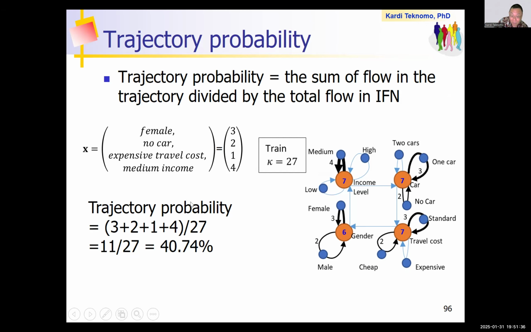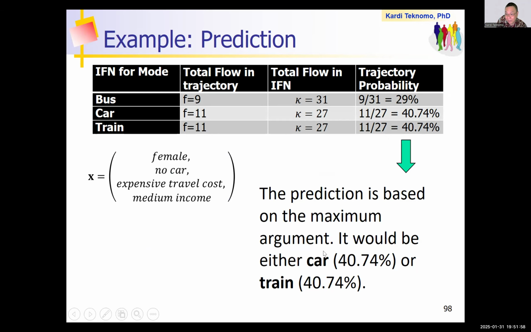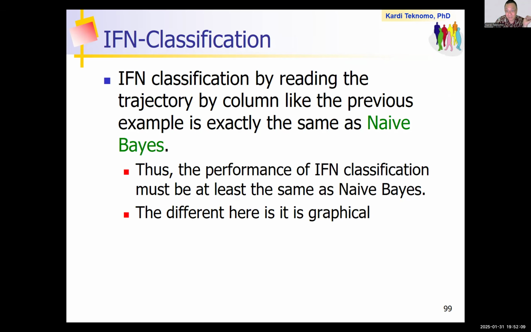Then, of course, you compare bus, train, and car. Which one has the highest value? Then you can predict the category based on the highest probability of the trajectory. In this case, say 40%, either car or train. If you use classification by columns, you will get exactly the same as naive Bayes. This is a method in data science, or machine learning.